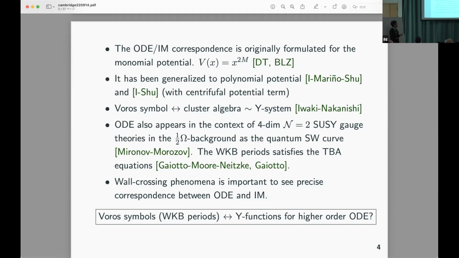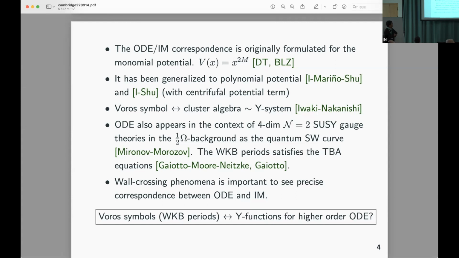In this background, the low energy effective theory describing these gauge theories is always described by some certain algebraic curve. But in this background, this curve is lifted to the quantum version. That means the curve becomes a differential equation. This was first suggested by Mironov and Morozov. Its relation to the exact WKB periods, and the fact that it satisfies the TBA equation, was deeply explored by Ito, Mariño, and Shu. In relation to this, a quantum formalism was proposed and studied by Gaiotto.